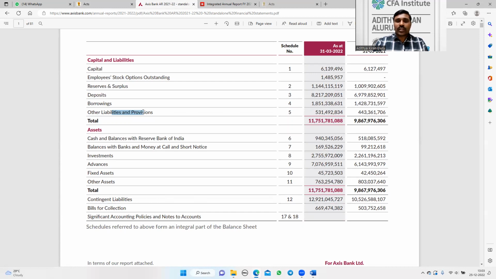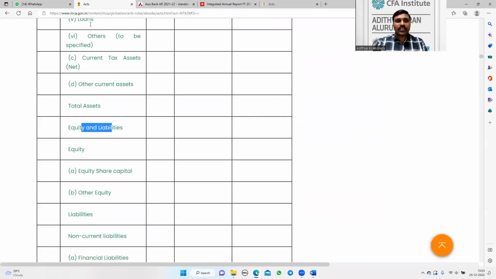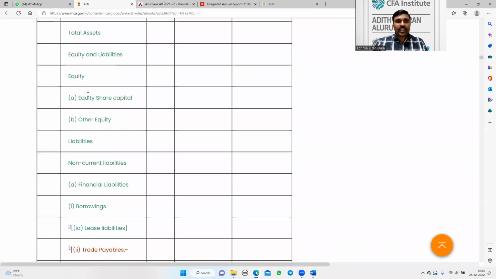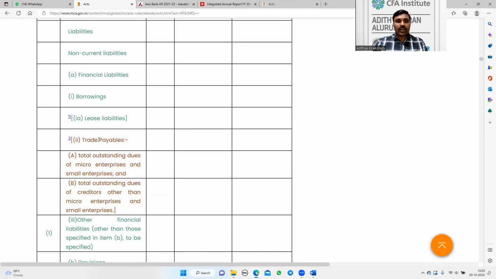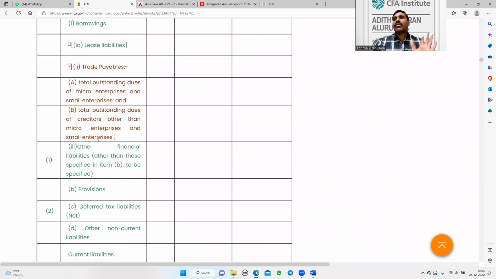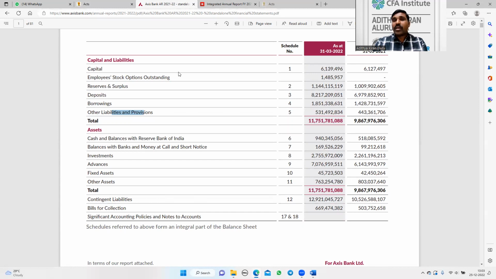So these are the five schedules. Whereas if you look at the other companies, there is equity share capital, other equity, financial liabilities, borrowings, lease liabilities, trade payables. So this format is completely different. Why? Because this is not Schedule 3 format. It is not Schedule 3 format because it is incorporated under the Banking Regulation Act. For them, Schedule 3 format is not applicable.